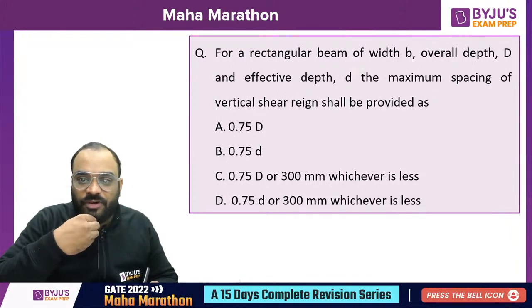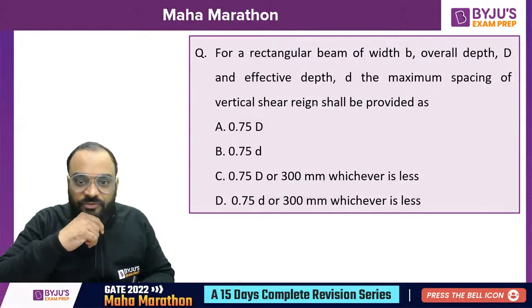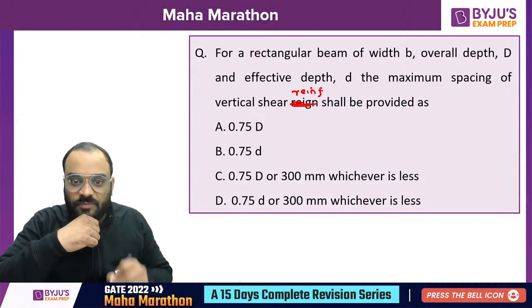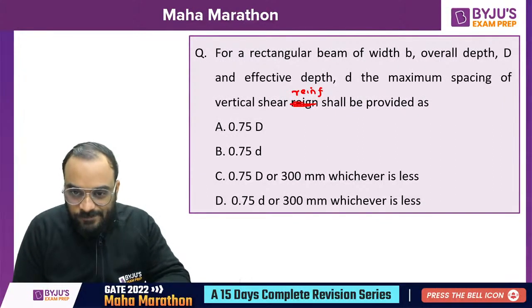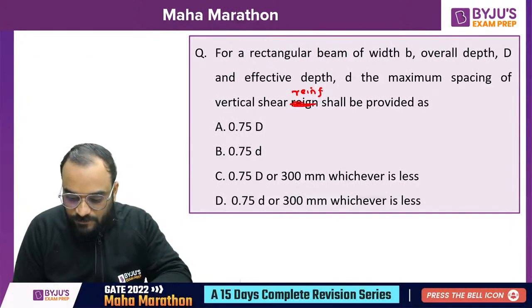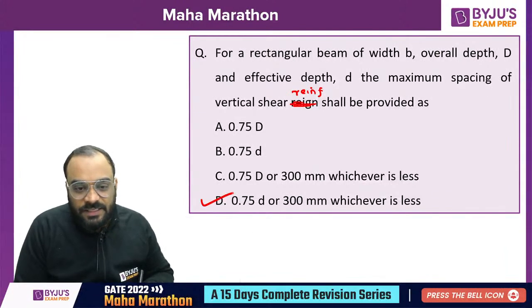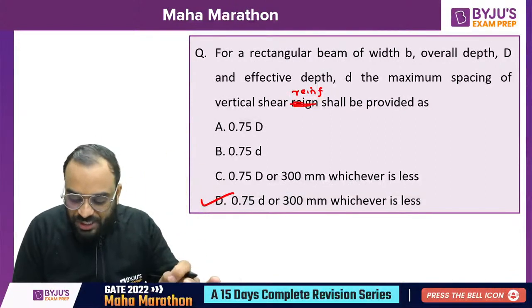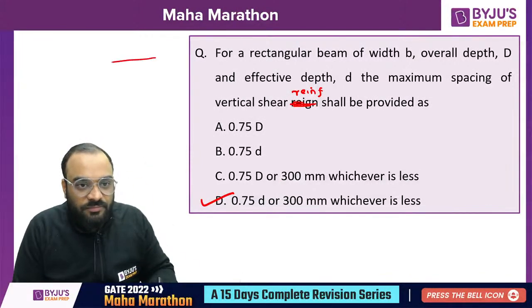For a rectangular beam of width b, overall depth D, effective depth d, the maximum spacing of vertical shear reinforcement shall be... D. Yes, D is the correct answer. 0.75d or 300 mm, whichever is less. So this particular value is valid for vertical shear reinforcement, like this one.